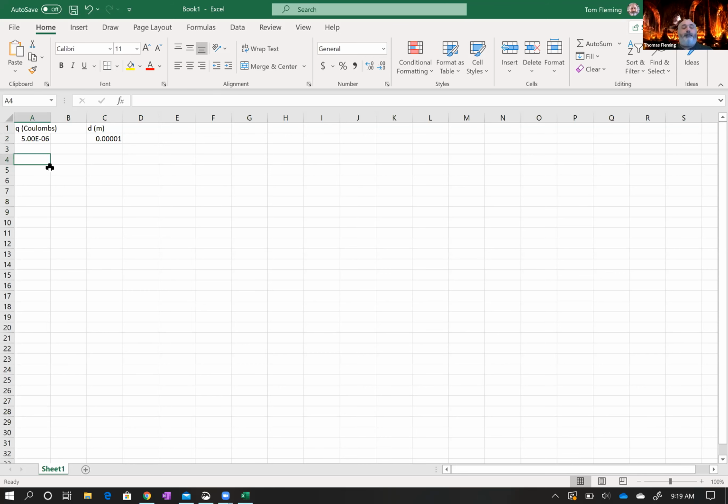So now I need to generate a region over which to measure the electric field. And I want to put the point charge at 0, 0. So I need to have a region that's centered at 0, 0. So I'm going to go from x equals, let's say, -2 to +2. So here's my x-axis.